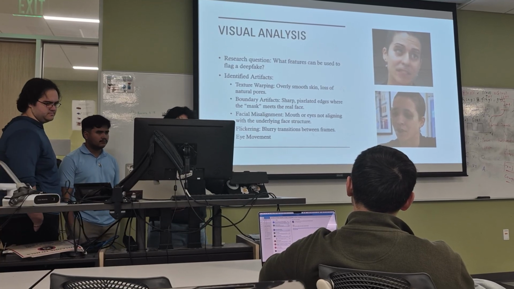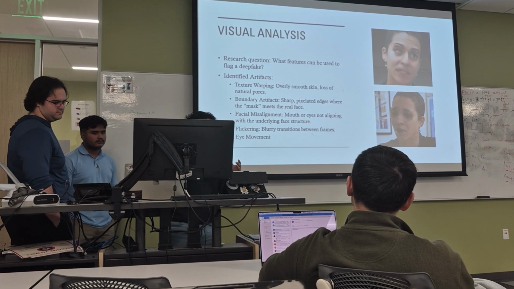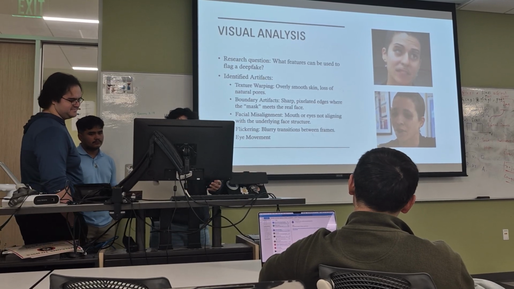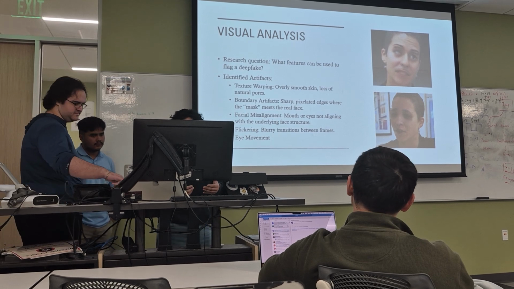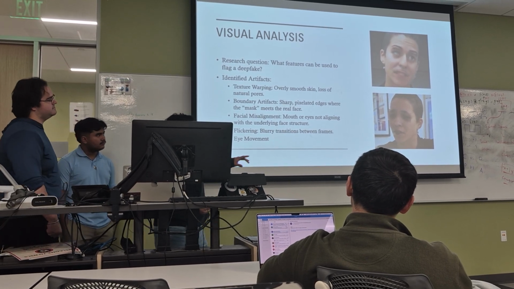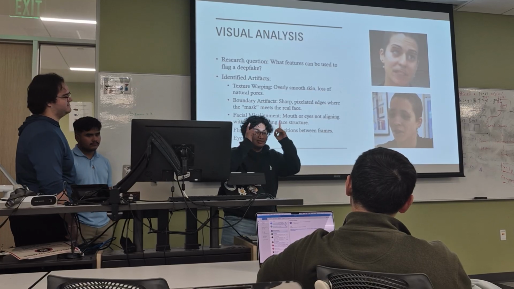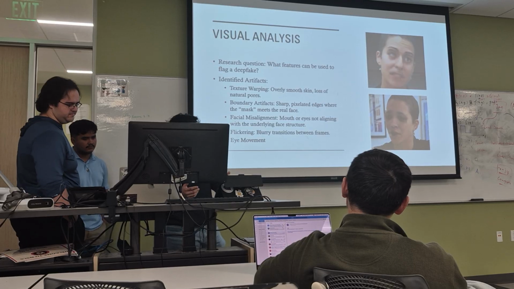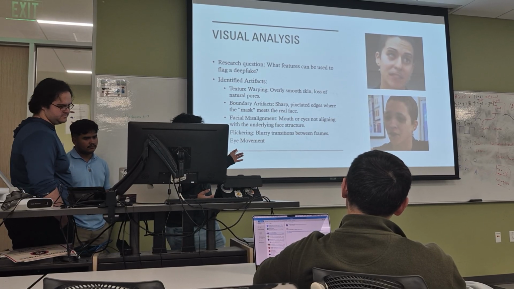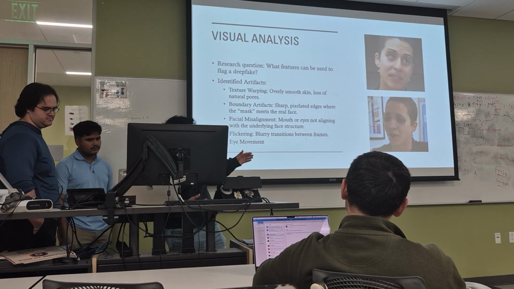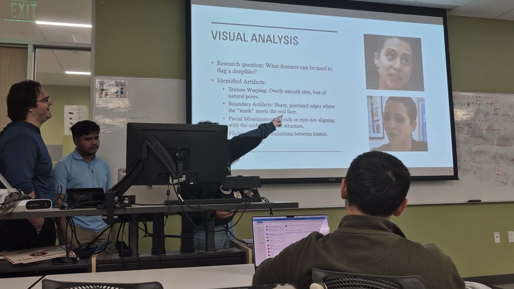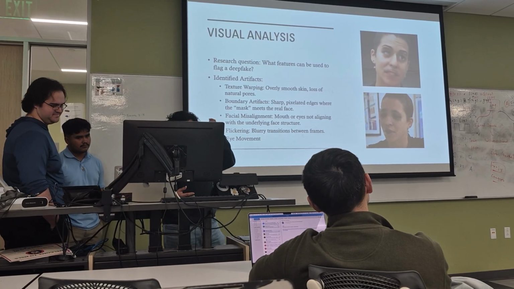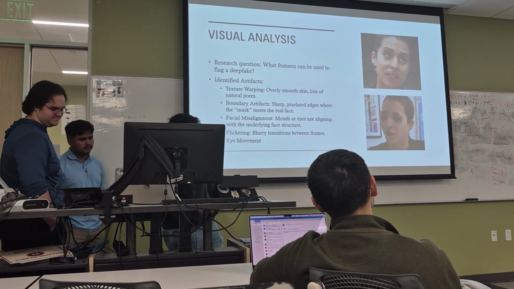Texture warping, like if the skin looks glossy. Boundary artifacts, where there are sharp, pixelated edges where the mask meets the real face. On this guy right here, you see how he's blocked near his eyes, the way I'd describe it. And then there's facial misalignment, where the mouth or eyes are not aligning to where the face would be. Again, I would look at the one on top. Look at how the left eye looks a little misplaced, not in the right area.